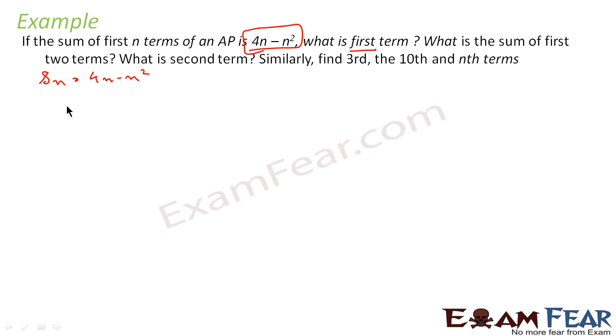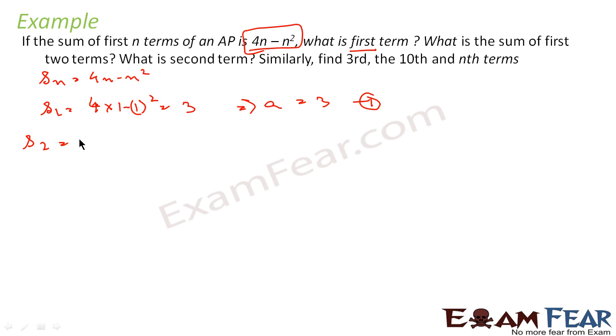Correct. So I can see that S1 is nothing but 4 into 1 minus 1 square, that is 3. And S1 is nothing but A, we know this. In a series which has only one term, the sum and the first term are the same. So S1 is equal to A, so A is equal to 3. This is my first equation.